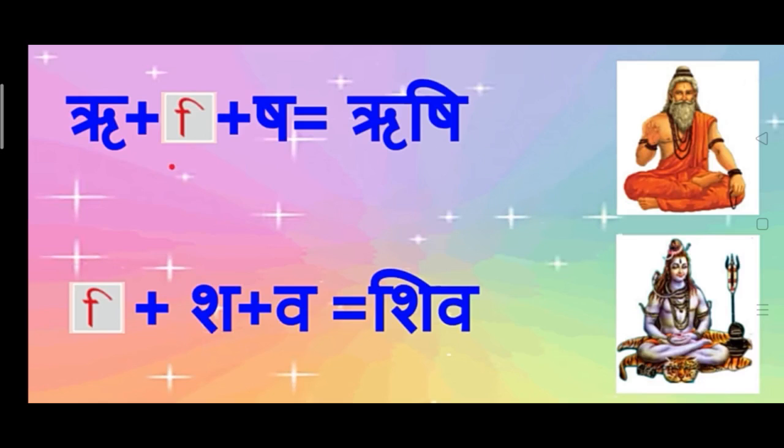Come to the next one. E ki matra plus sha plus va. What is that? Shiva. Okay. E ki matra plus sha plus va. What is that? Shiva. Understood everyone? E ki matra. Okay.